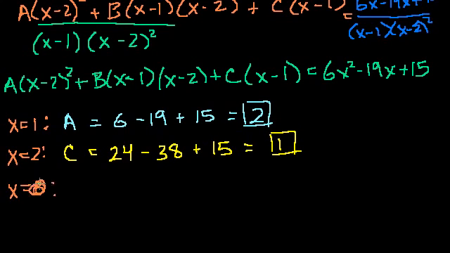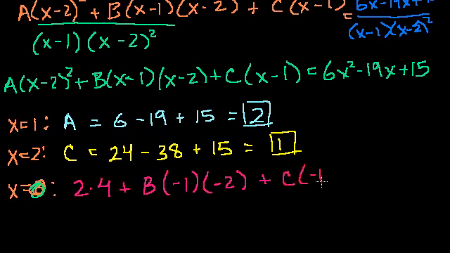Let me do that in a different color. If x is equal to 0, then what do we have? We have a, but a is 2, right? 2 times 0 minus 2 squared. So that's minus 2 squared. So it's 2 times 4 plus b, that's what we're trying to solve for, since we already solved for everything else. b times minus 1, right? 0 minus 1 is minus 1, times minus 2, plus c times minus 1.